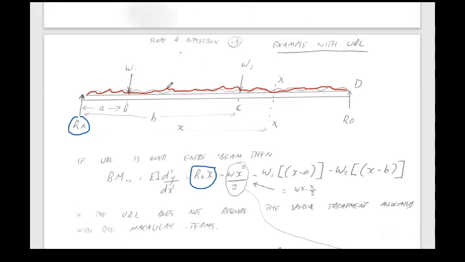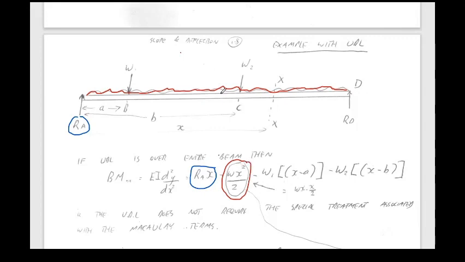And where do we assume it acts? We assume it acts in the center. So if this distance here is X, it's acting X over 2 meters away. It's in the center. Okay, so if you take Wx, that's the magnitude of my load, and multiply it by the distance to the assumed center of that load, X over 2, you're going to end up with Wx squared over 2. And that's that term there, look, Wx squared over 2.